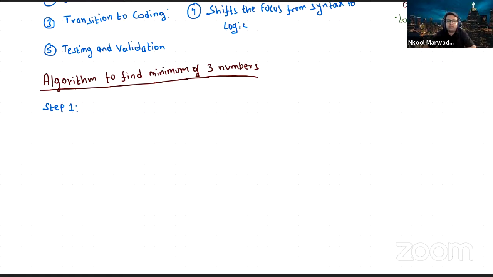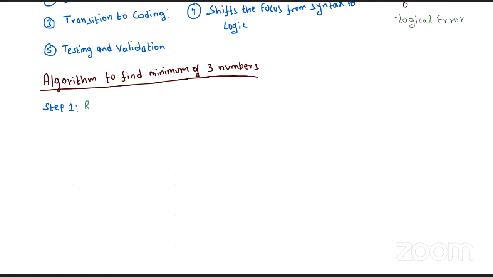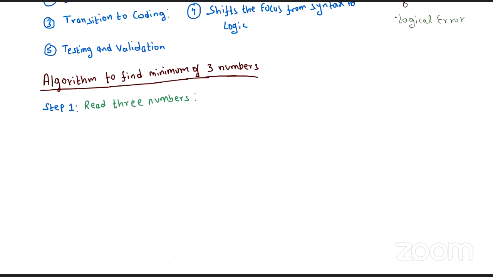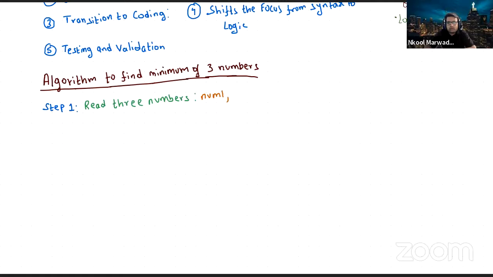So the first step will be to get the numbers. Read three numbers. And we will be reading them into three variables. We are taking them like num1, num2, num3. Num1 variable, num2 variable, and num3 variable.